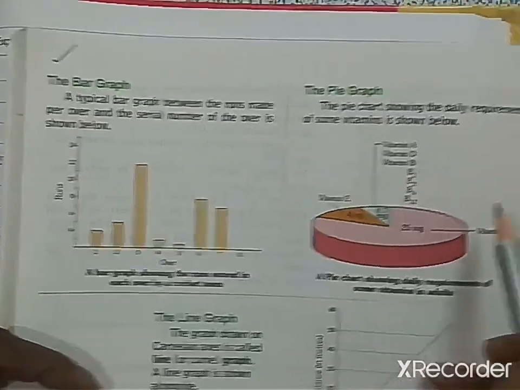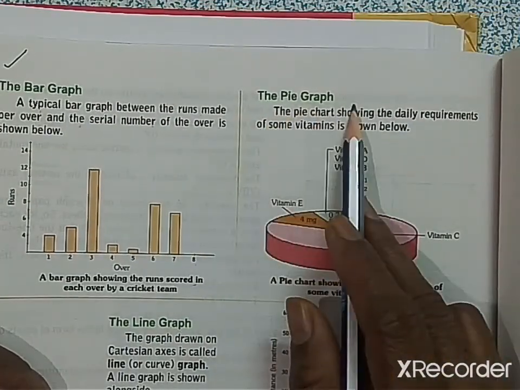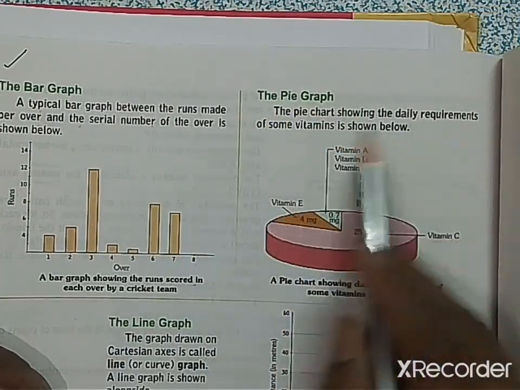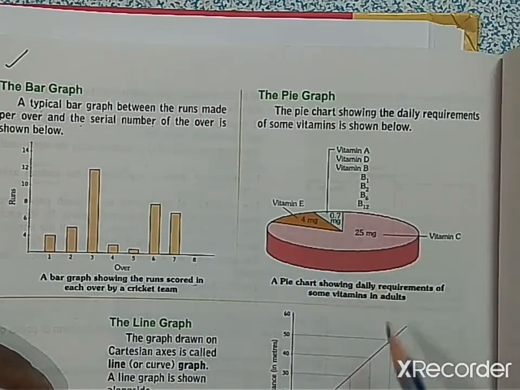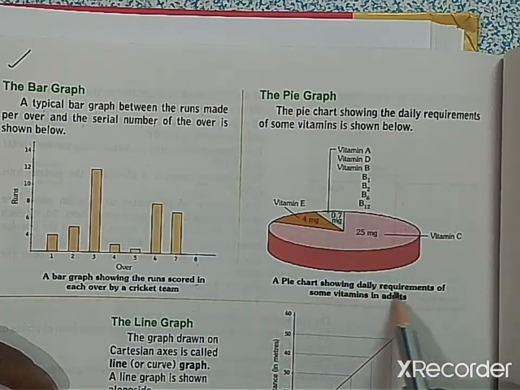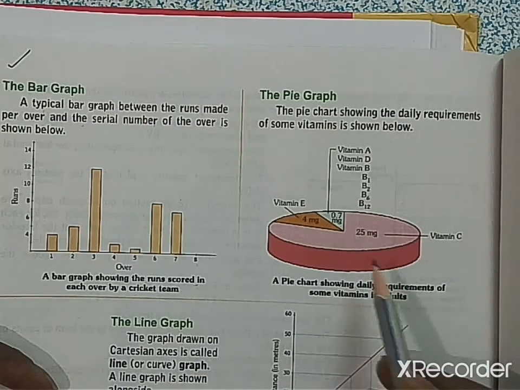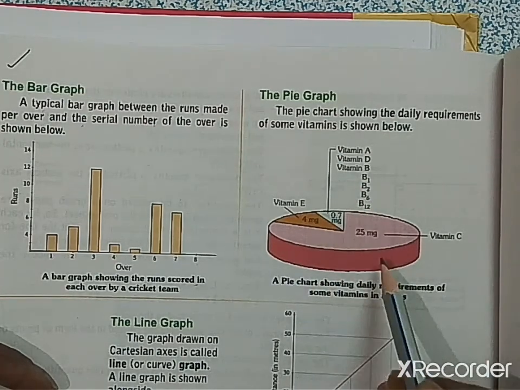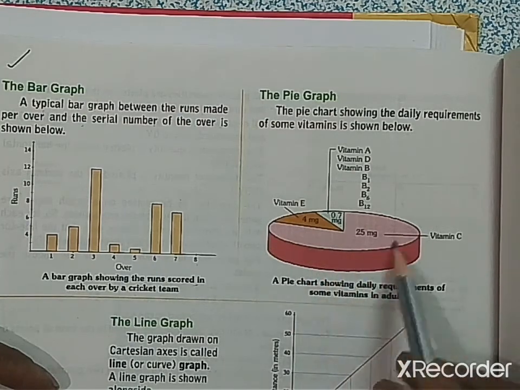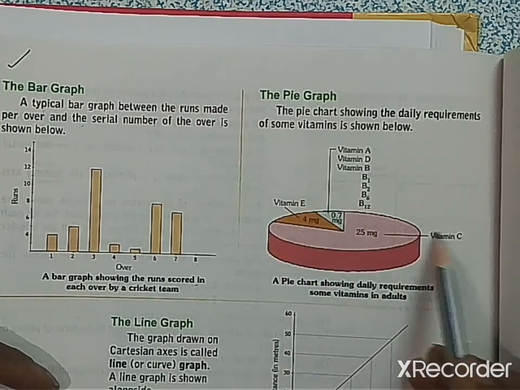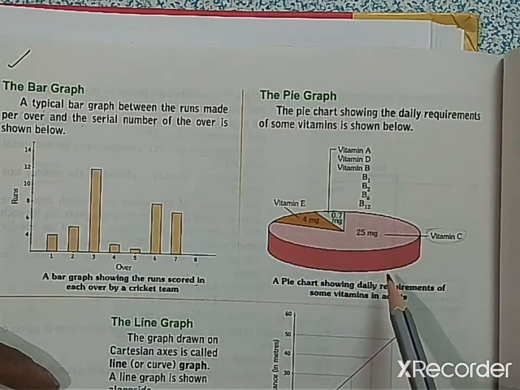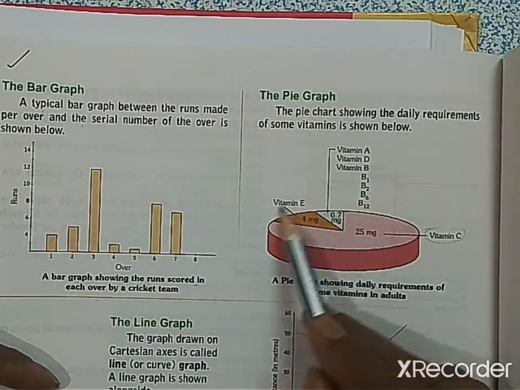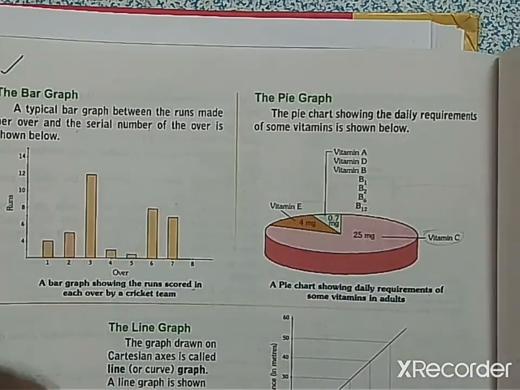Okay, then here you can see the pie graph or pie chart. This is showing the daily requirements of some vitamins in our body. The pie chart shows the daily requirements of some vitamins in adults. Here you can see vitamin E, these are the vitamins, then vitamin C. From here we can say that vitamin C is more needed by adults. So easily we can draw the conclusions.